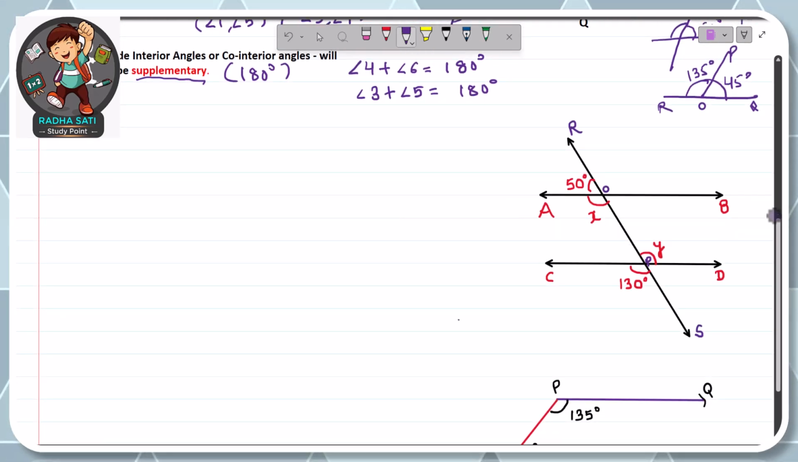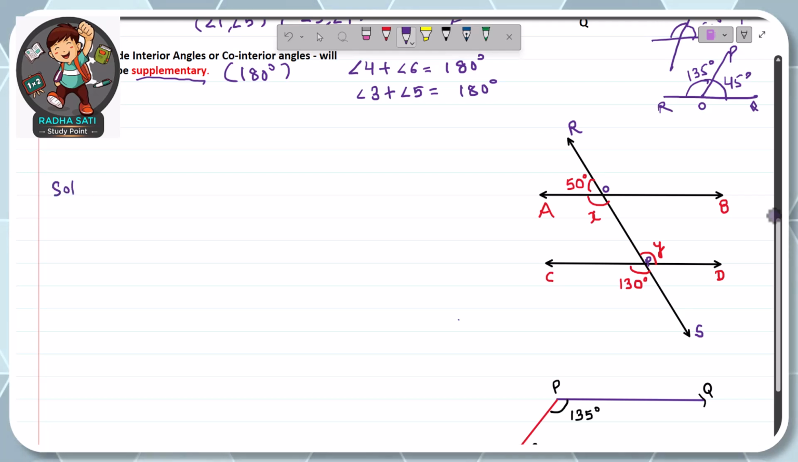Now here I have written a question. AB and CD are two parallel lines. AB is parallel to CD, this is the symbol that we use for parallel lines, and RS is a transversal. We have to find the value of angle X and angle Y, which is very easy. Without any calculation, if we know these properties of parallel lines and what we call these angles, then we can find them easily.